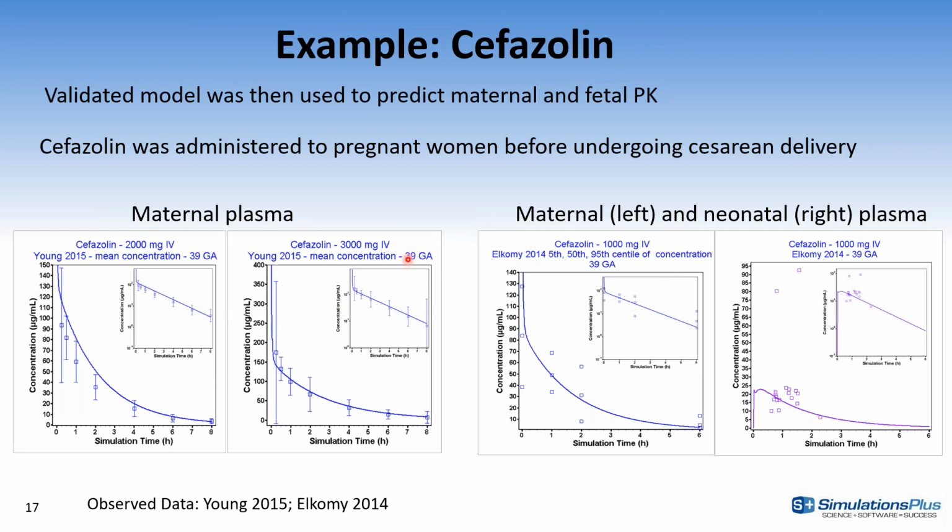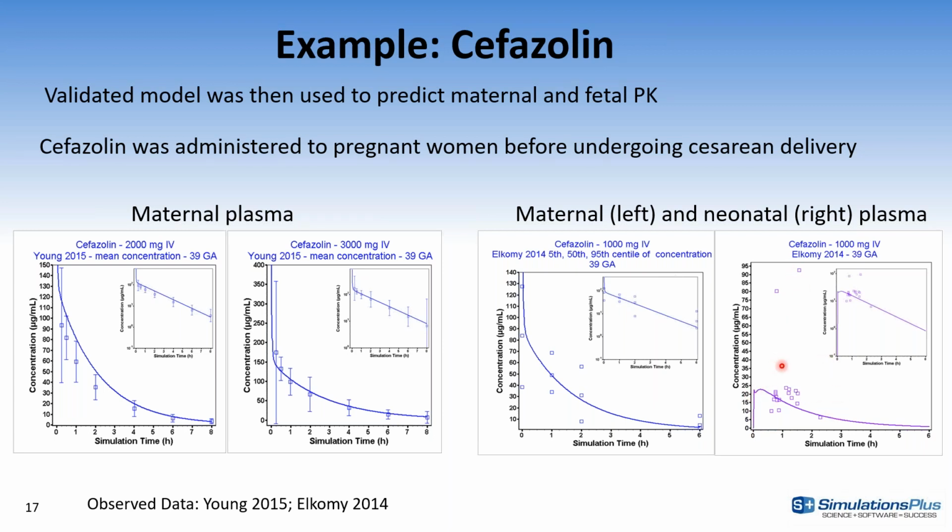These were right before birth. All of this data was before undergoing cesarean delivery, so it was a full-term delivery in this case. In the second study, they measured both plasma concentration in the mother as well as in the neonate or newborn right after birth. And you can see again the model nicely captured the PK in the mother as well as in the fetus itself, or in the newborn at this point.